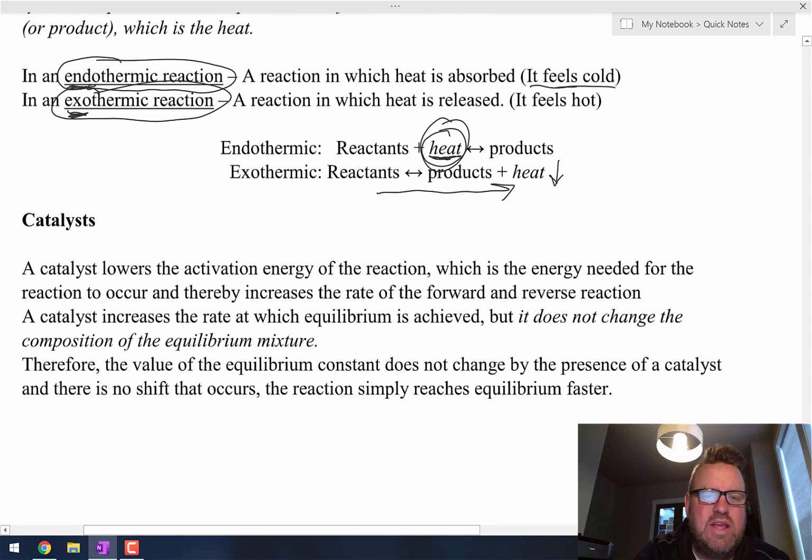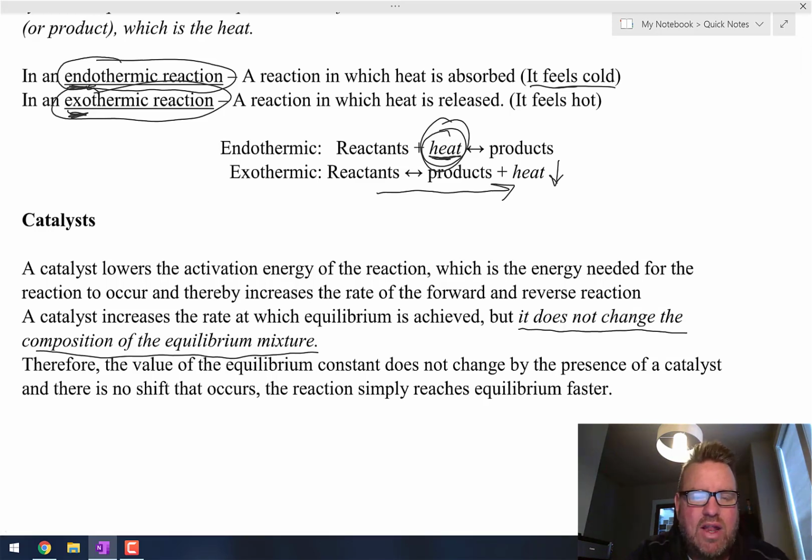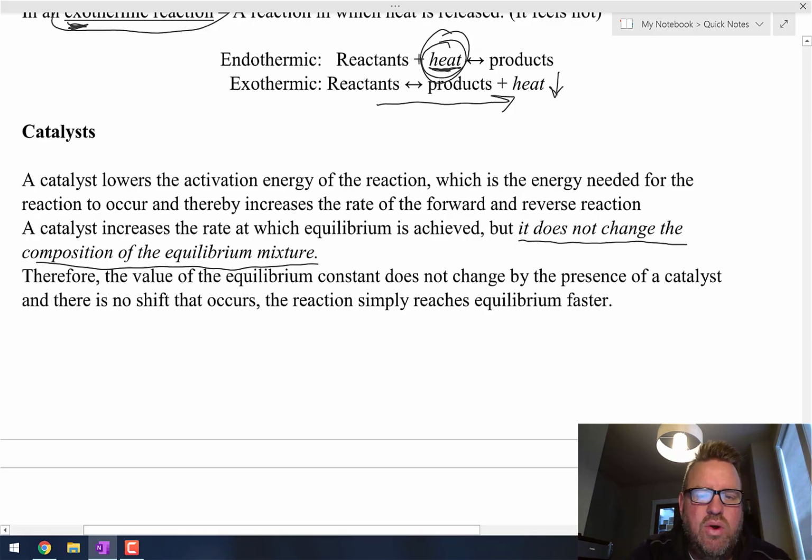And then the last thing, just a quick mention of what are called catalysts. Catalysts are something that make reactions go faster. But the important part: catalysts do not change the composition of the equilibrium mixture, so there is no shift that happens. If you add a catalyst, you get to equilibrium faster, but it does not cause the reaction to shift to one side or the other.